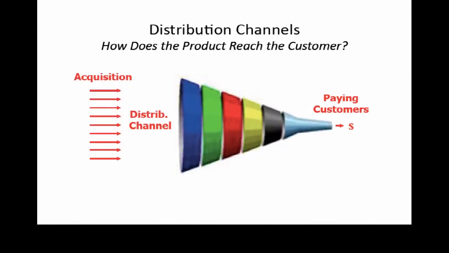And so particularly if you have a physical product, but even if you have a web product, you have to think about the distribution channel. Are you going to have to partner with certain other organizations in order to get your product to actually reach a paying customer? So if you had, let's say, a tablet, you might need to partner with retail stores or websites such as Amazon.com to get the product actually sold.